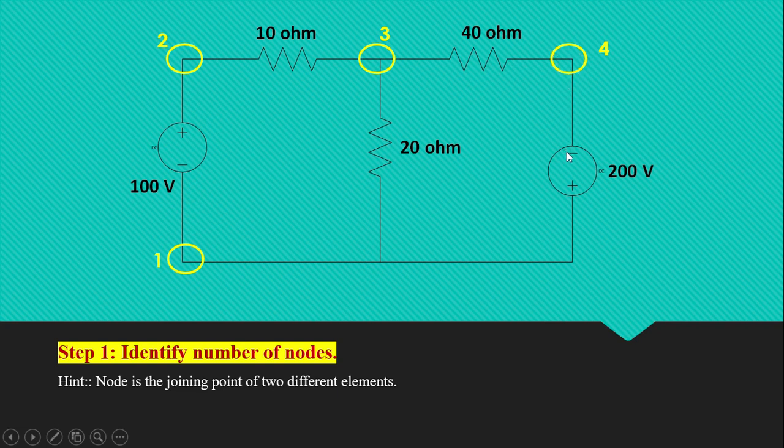If I go down from here, you can see this point is the same as this point because there is no further element. Similarly, if I go from this side to this side, there is no further element. So these two are not new nodes, and they both will be treated as node 1. So this is our step 1, to identify the number of nodes.